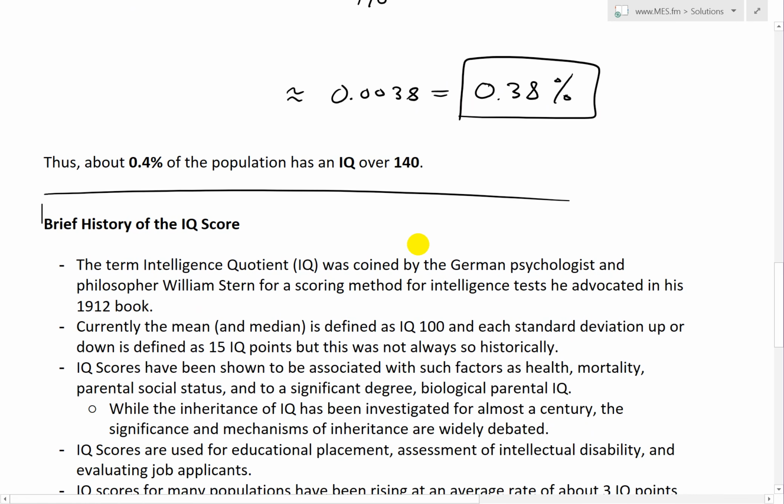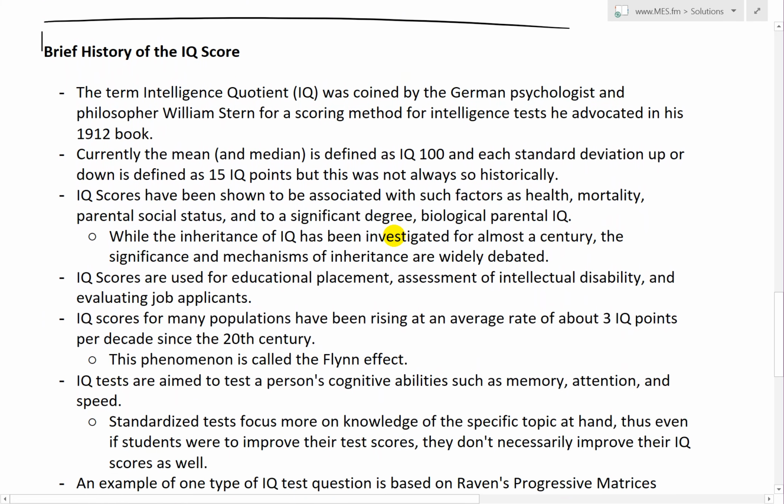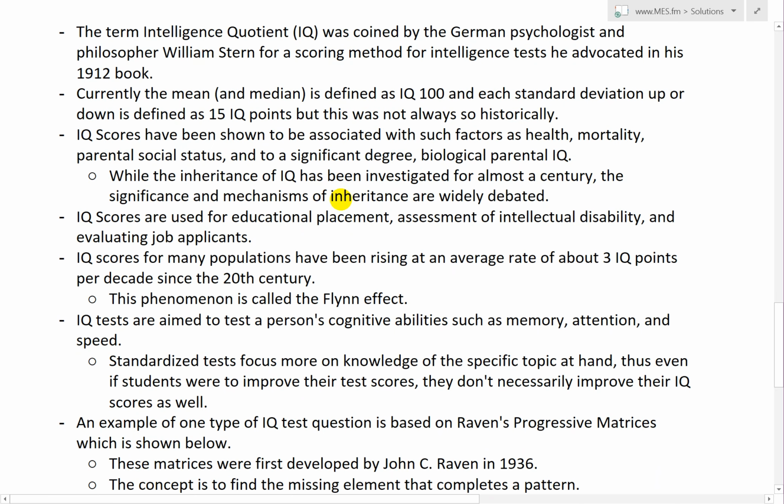And now I just want to go over a brief history lesson on the IQ score or the IQ test, just because I found it pretty interesting. Basically, the term intelligence quotient, or IQ, was first coined by the German psychologist and philosopher William Stern, for a scoring method for intelligence tests he advocated in his 1912 book. Currently the mean and median is defined as an IQ of 100, and each standard deviation up or down is defined as 15 IQ points. But this was not always so historically.